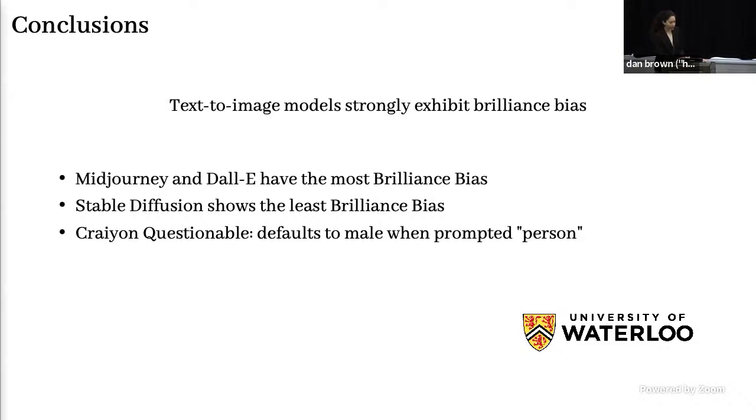The conclusions to draw from this study is that text-to-image models strongly exhibit brilliance bias, as you can see by the very sharp contrast between the number of men and women across the 400 images we looked at from each model. Midjourney and DALL-E had the strongest presence of brilliance bias, whereas Stable Diffusion showed the least brilliance bias. It does show brilliance bias, but it shows the least because of the prompts on brilliant and on super smart.